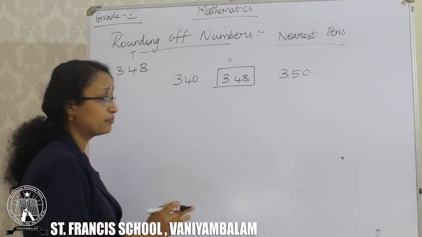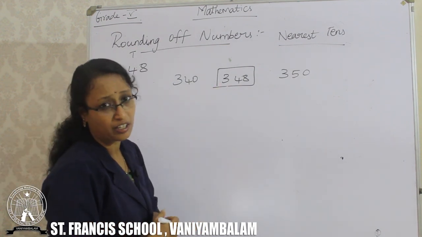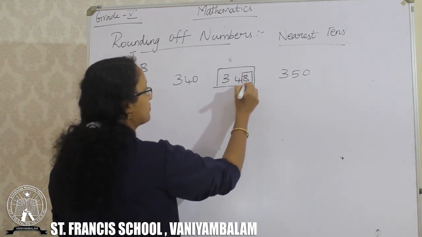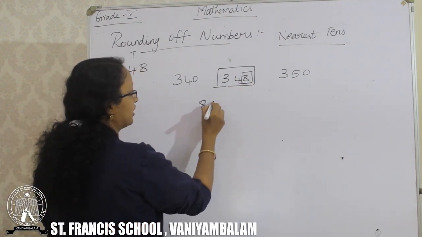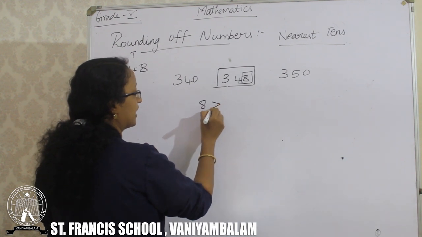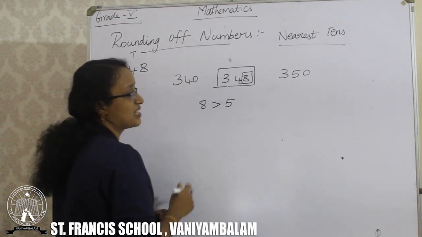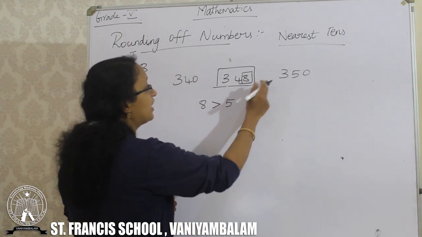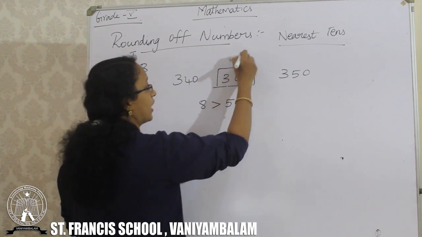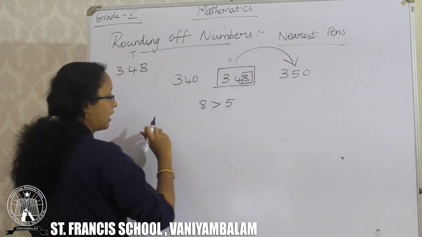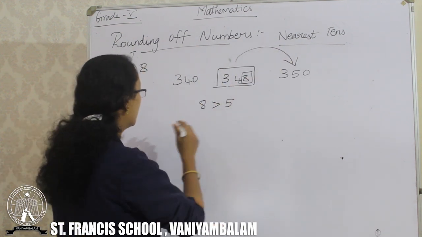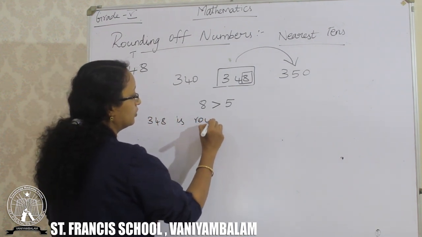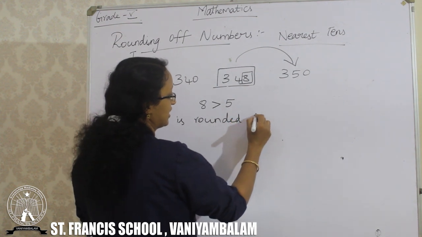Between 340 and 350, this 348 lies. Then check the ones place value. 8. Is 8 greater than 5 or less than 5? 8 is greater than 5. If 8 is greater than 5, then you have to round that up. Up means you have to come forward. So 348 is rounded to, nearest tens, 350.